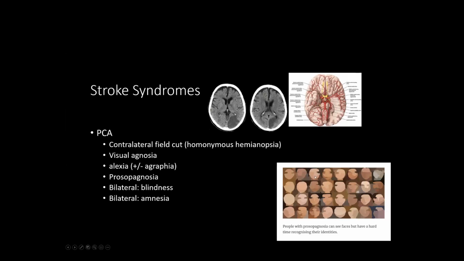And then if it's bilateral, you may have total blindness if you have both occipital lobes. And also amnesia is implicated in that type of stroke. It's a rare type of stroke and usually embolic. So just remember when you hear PCA, a lot of visual phenomena.